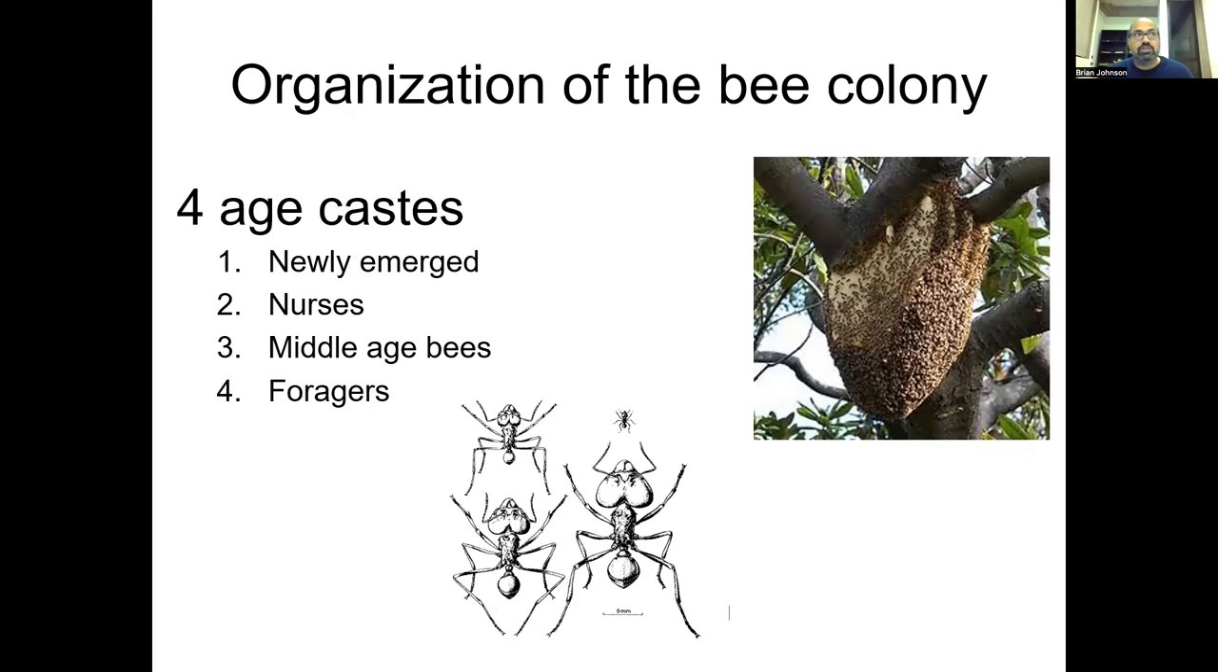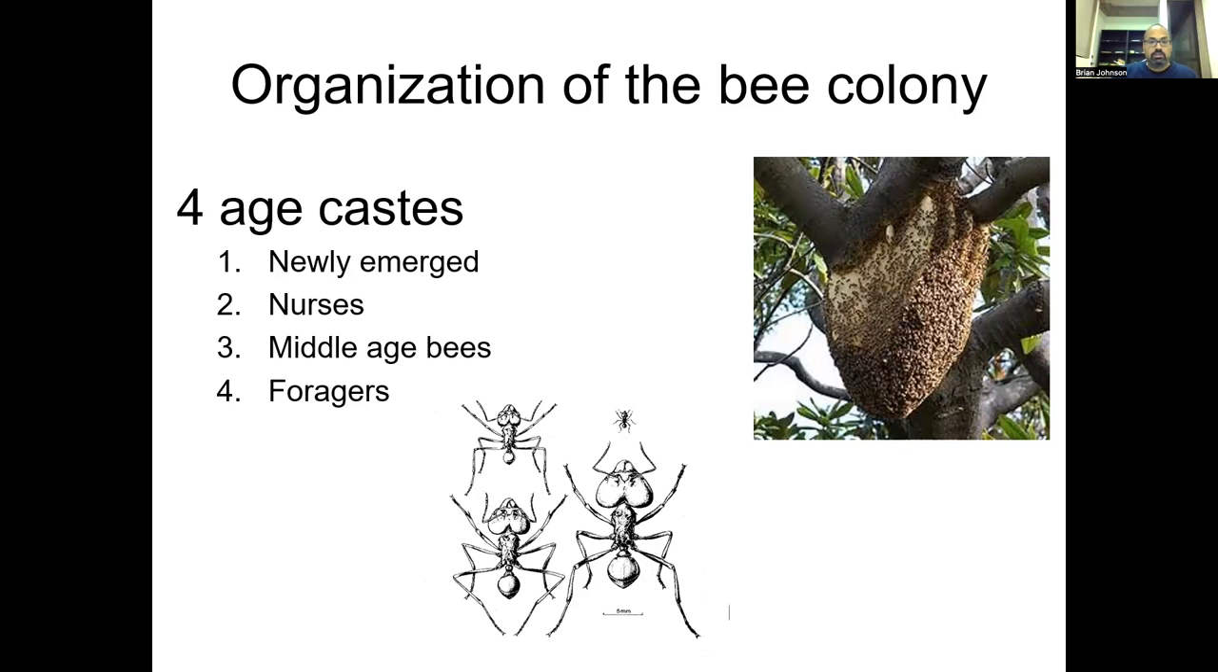So the honeybee has four age castes. I'll talk in general terms about the principles of their system of division of labor, how it's organized, how it develops. But then after that, I'll go into some detail about what the different castes do in terms of their tasks, their task repertoire, and how they work together and how they work independently.